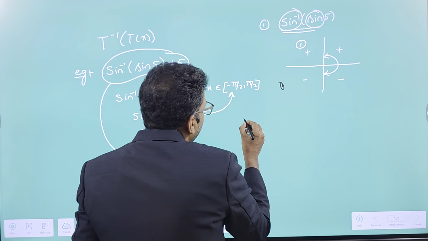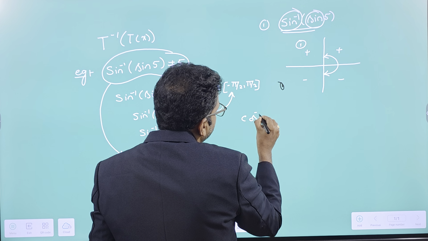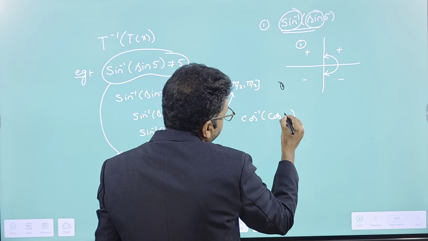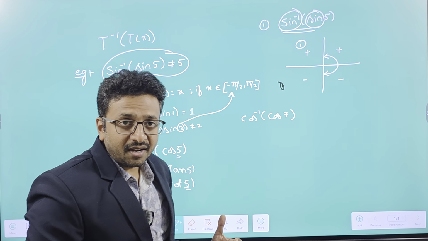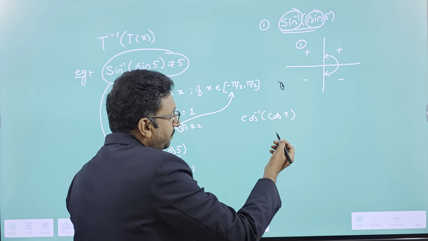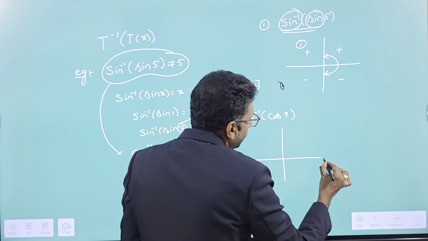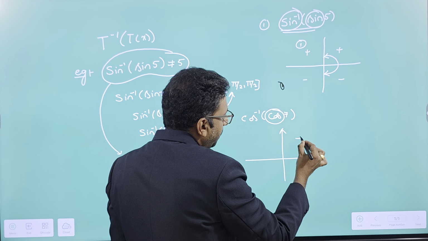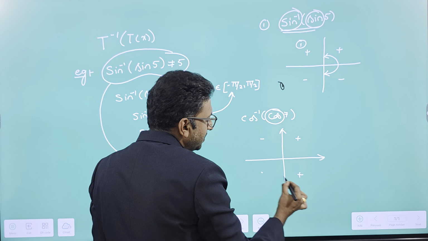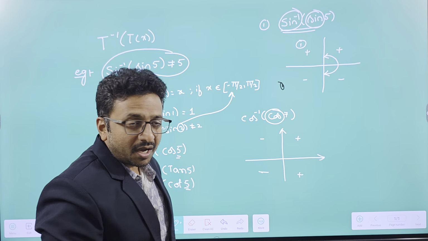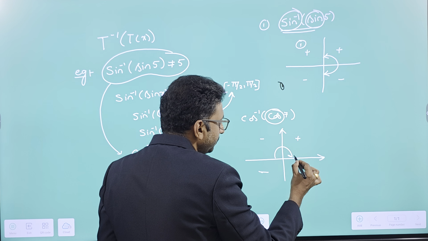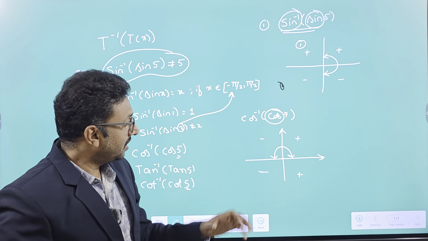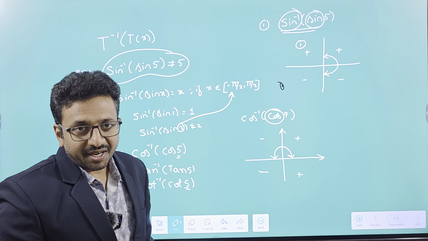For example, what is the quadrant diagram for cos inverse of cos? Let us calculate cos inverse of cos 7. Before that, you draw the quadrant diagram. Draw x and y axis. Take the signs of cos: plus, minus, minus, plus. And what is the range of cos inverse? 0 to pi. Once you mark this, the quadrant diagram for cos inverse of cos is ready.